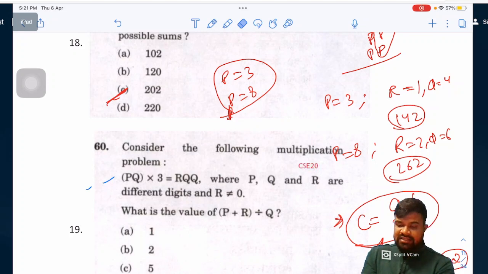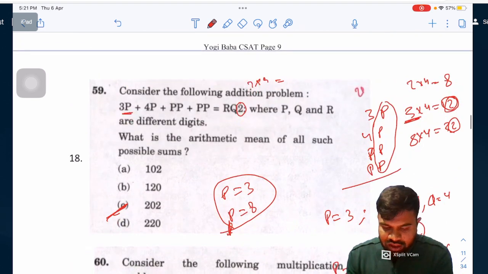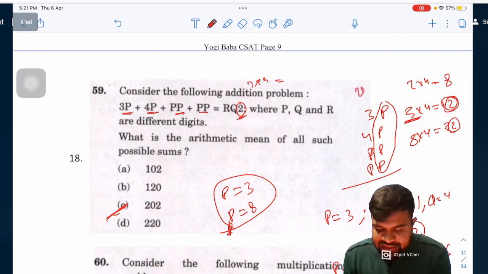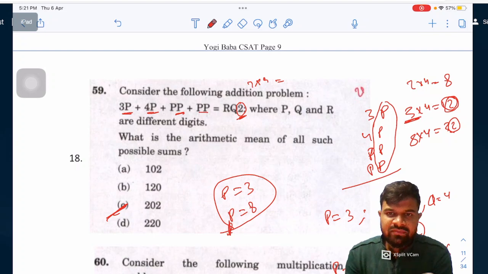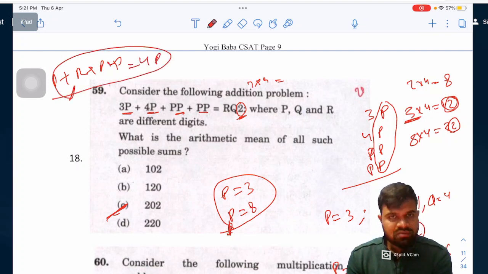Let me summarize it again because this approach will come in very handy. Please learn this approach. If the variables are given, just try to find the last digit and try to match it. Adding a number 4 times means multiplying the number by 4. See, P plus P plus P plus P is nothing but 4 into P.